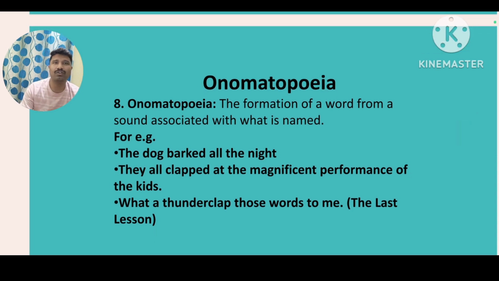onomatopoeia. Onomatopoeia is a very important poetic device. So, what is the definition? The formation of a word from a sound associated with what is named. Example: the dog barked all the night. They all clapped at the magnificent performance of the kids. What a thunderclap those words were to me. These are all the examples.